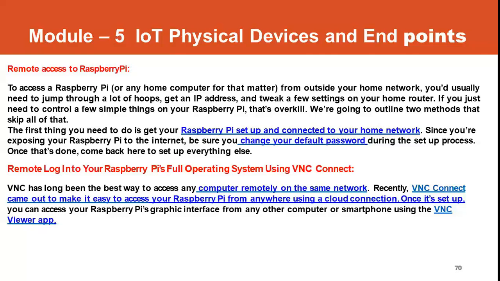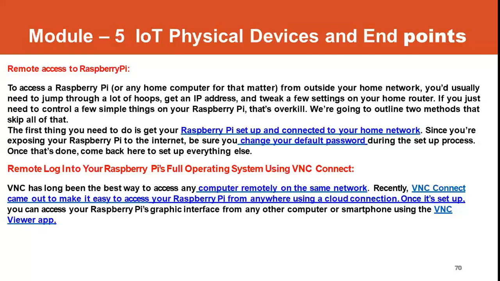So the first thing that needs to be done is to set up the Raspberry Pi and connect it to the home network. Since we are exposing the Raspberry Pi board to the internet, its default pin and passwords need to be changed in the setup process. Then we can use the VNC to access any computer remotely on the same network.